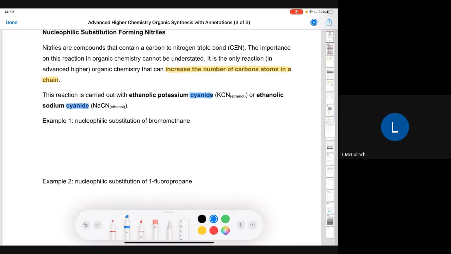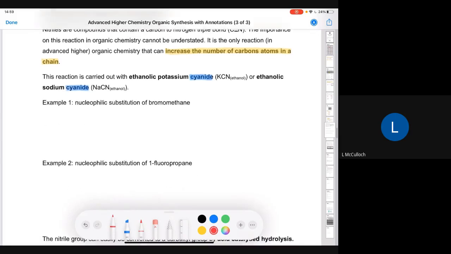And again, we are looking at dissolving in ethanol, not in water, because if we dissolve in water, there are hydroxide ions present. Those are also nucleophiles, and then we can end up with a mixture of products, which we are trying to avoid. So I'm going to look at 2 little examples here. This first one is a nucleophilic substitution of bromoethane.